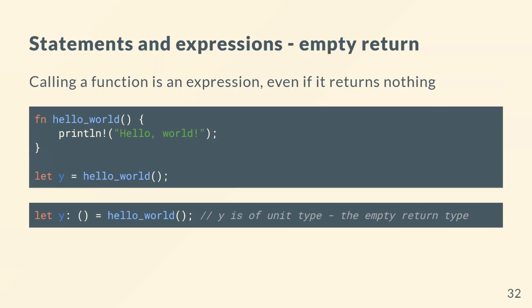Function calls always are an expression, even if they return nothing. And this is, again, an interesting concept to think about in Rust, because there's this idea of the unit type. So if I've got a function hello world and it doesn't return anything because it prints hello world and then does nothing else, I can still write let y equal hello world. And that's because hello world, open brackets, close brackets, is an expression. It just returns the unit type or the empty return type. And if you were looking at it in an IDE that showed you the types, you would see this colon, open brackets, close brackets. So it's, again, a nice little concept to think about.